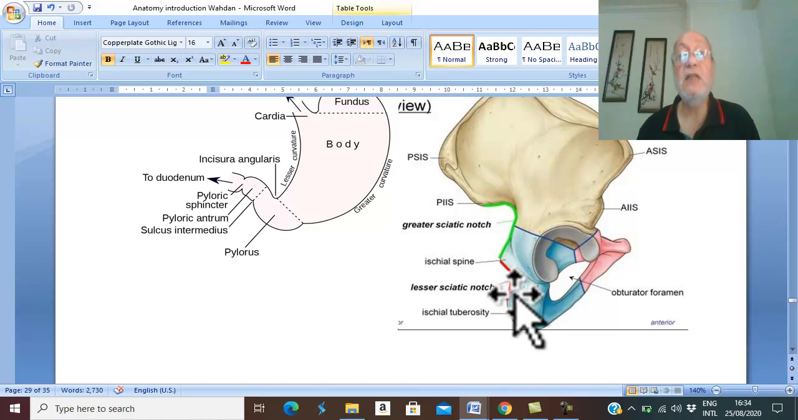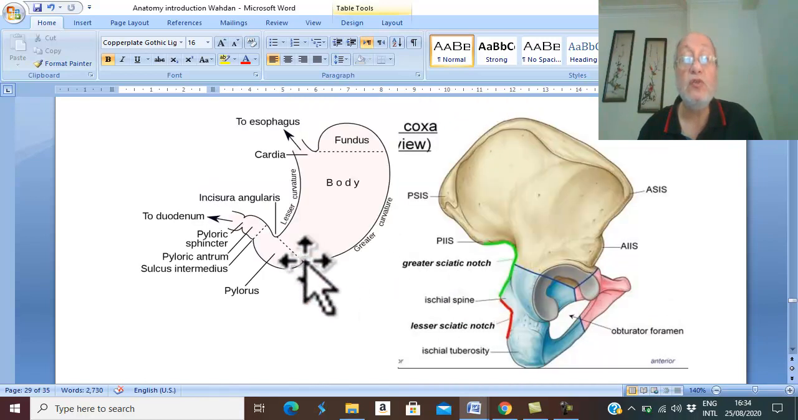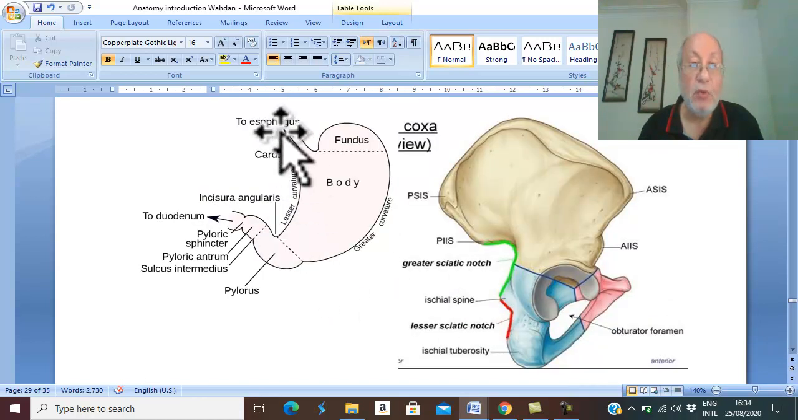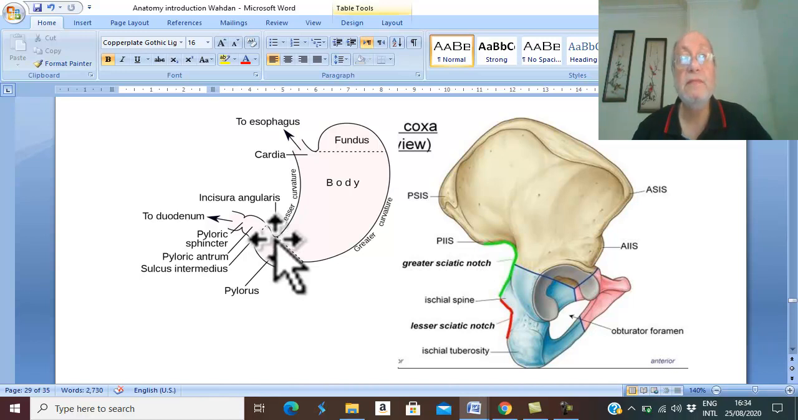Incisura. Incisura is a notch-like depression on a border. The typical incisura is not on a bone, it is on the stomach. This border of the stomach is called the lesser curvature, and on this border there is a small notch called the incisura. Therefore, a very small notch on a border is called incisura.